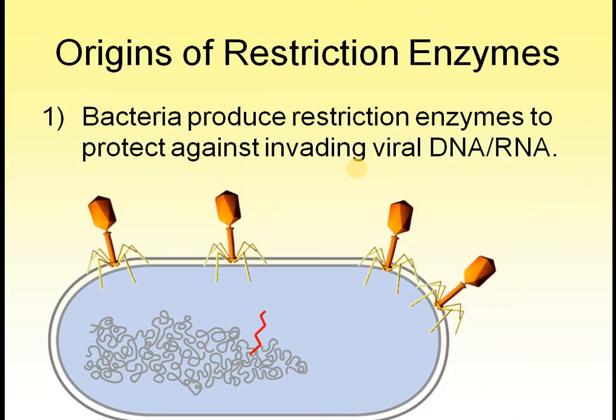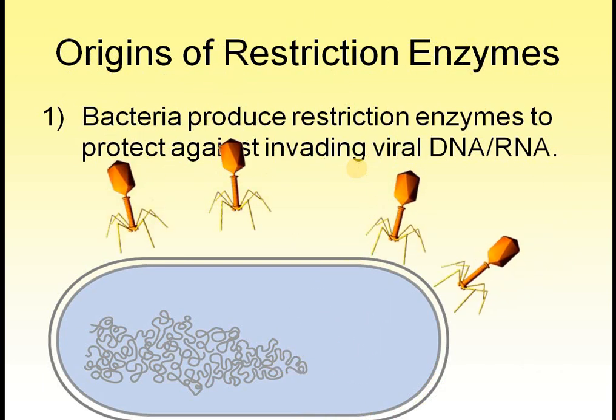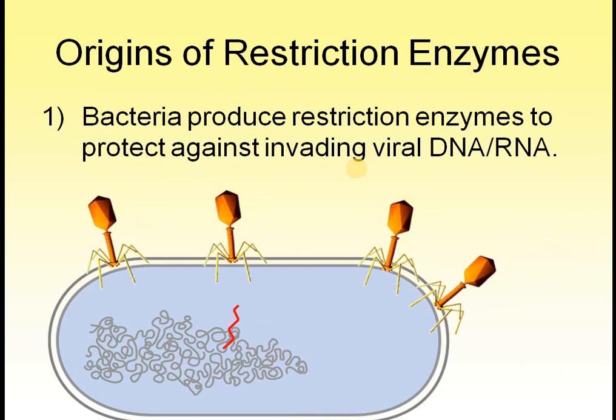What is the origin of restriction enzymes? How were they identified? We will see that. You can see a virus will attack a bacterium here. After attacking, the virus will release its genetic material, that DNA, into the bacterial cell. So that is foreign DNA.